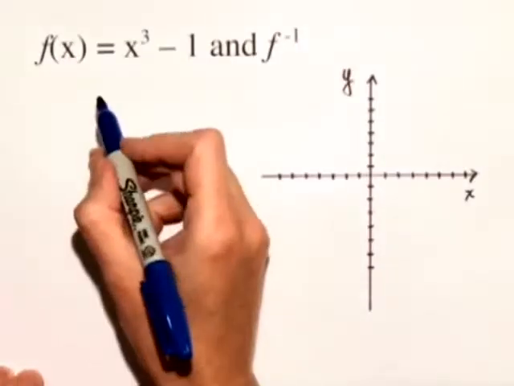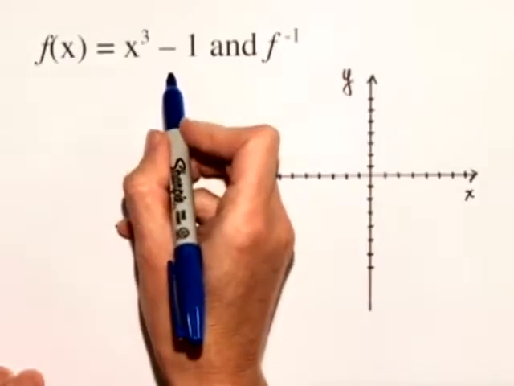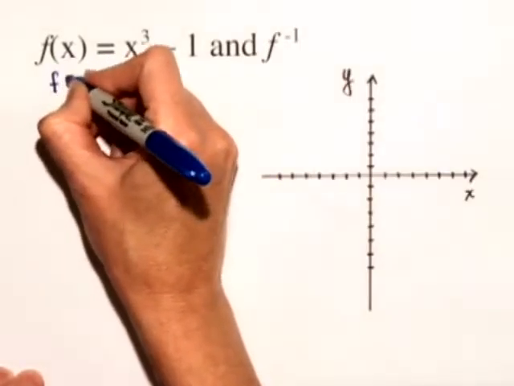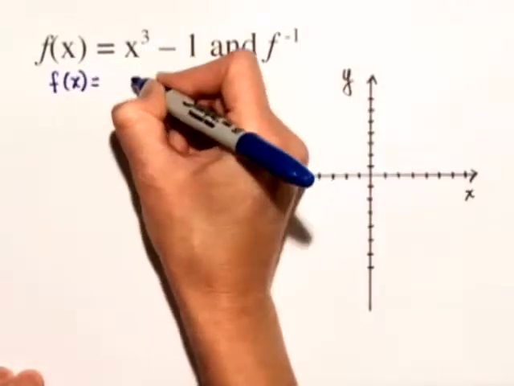In our next example, we're given a function and its inverse, and we'll graph both of these graphs on the same xy coordinate system, and then I'll state the domain and the range of each function. So first, we have f of x is equal to x cubed minus 1. And when I graph this one, I'm going to graph it in blue.